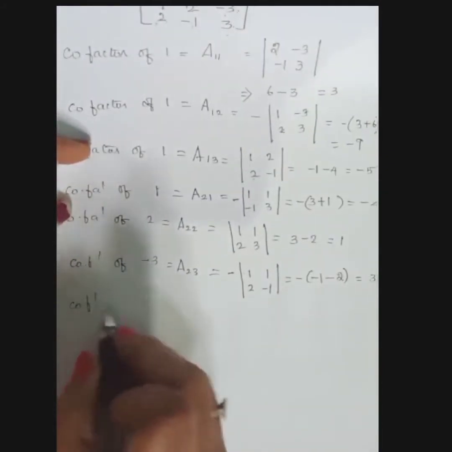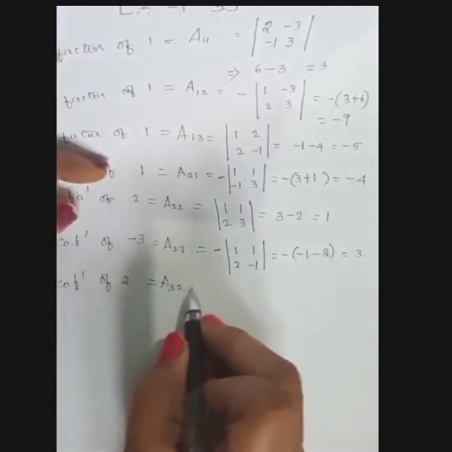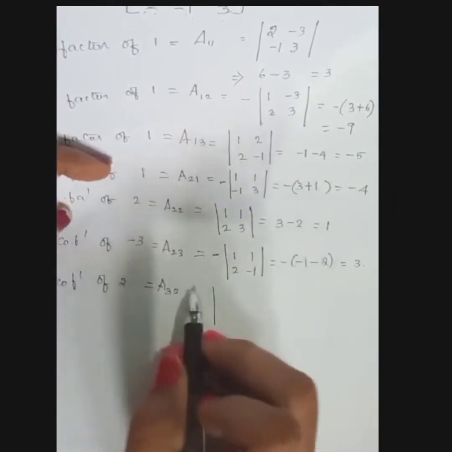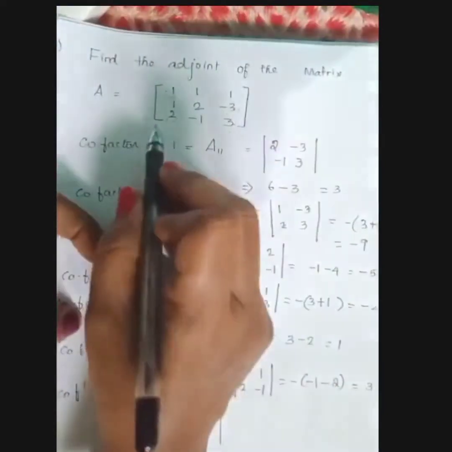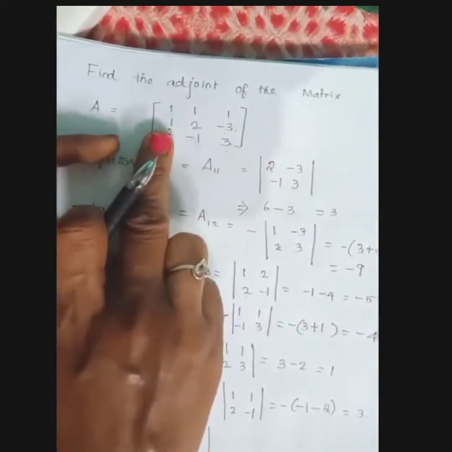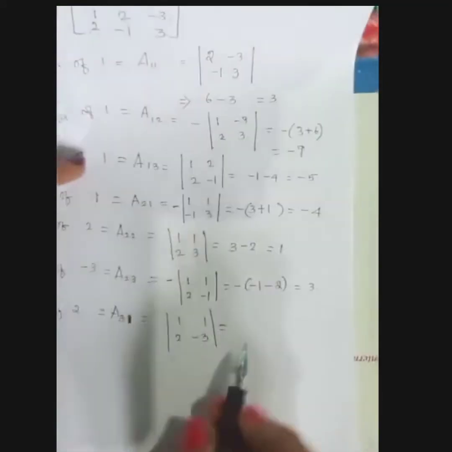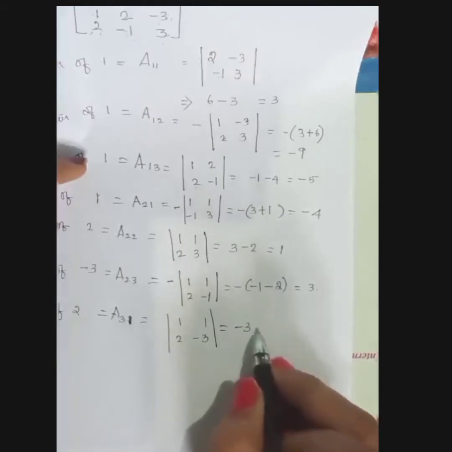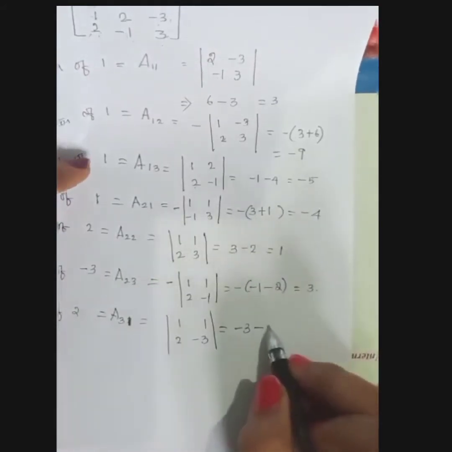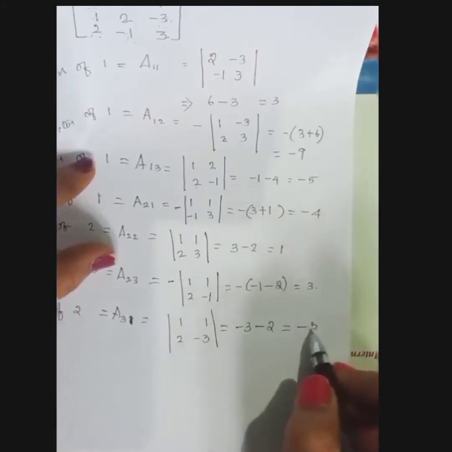Similarly, we find the cofactor of 2, that is the third row first column element, which is A31. So leaving this column and this row, we have 1, 1, 2, minus 3, whose determinant value is minus 3 into 1 is minus 3, minus the product of these two is 2. So which is going to be minus 5.